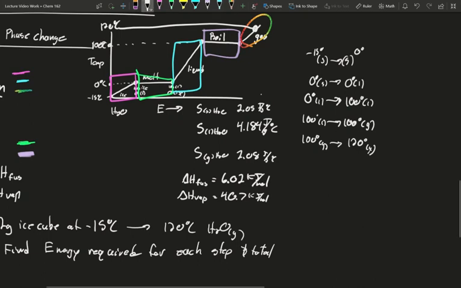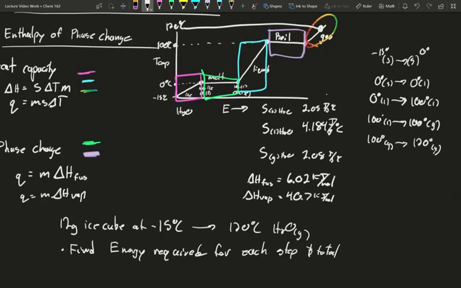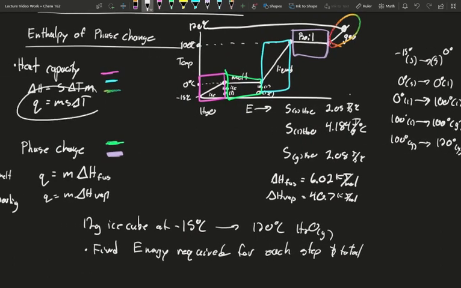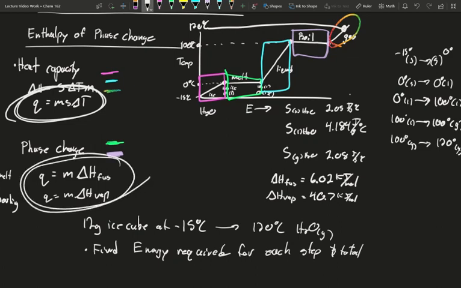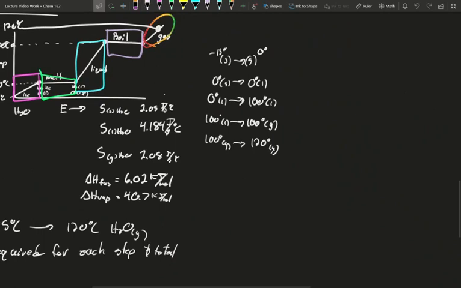If you are within a phase, that is where we use our heat capacity. We need Q equals ms delta T. If you are transferring between phases, then we have our Q equals m delta H. Our first step here is in phase, solid to solid. So this is going to be a Q equals ms delta T.